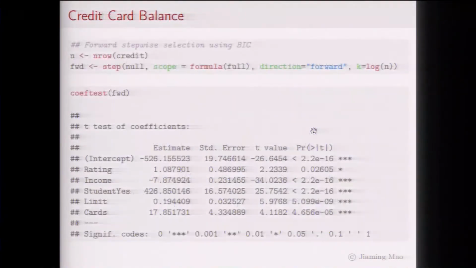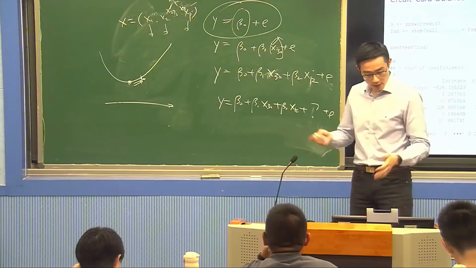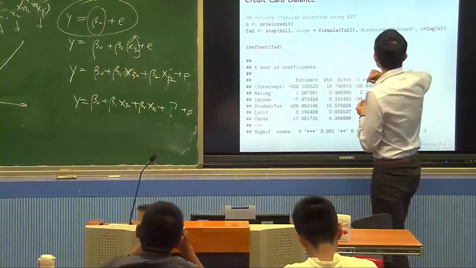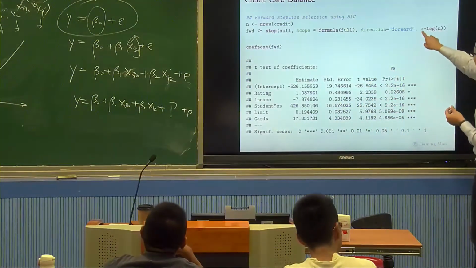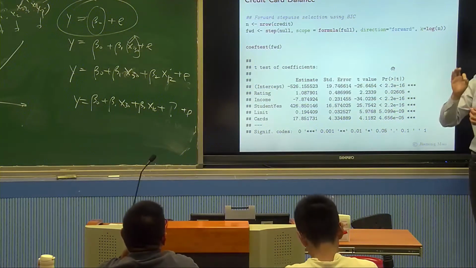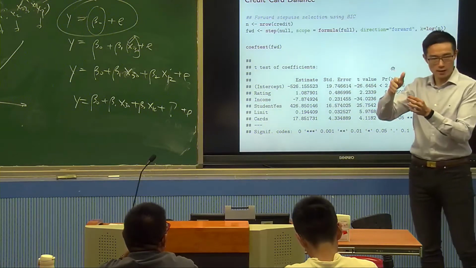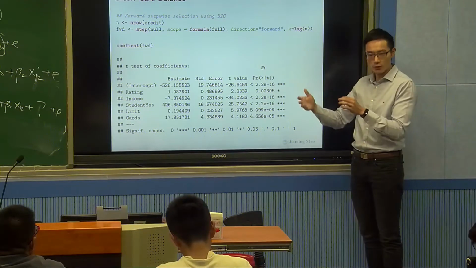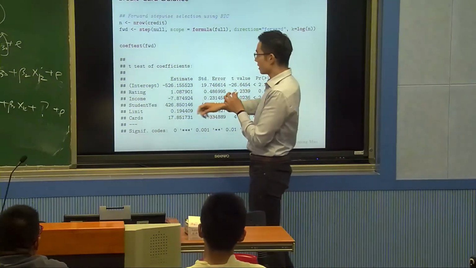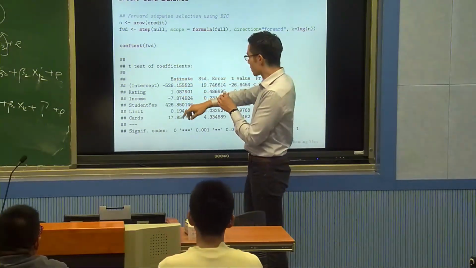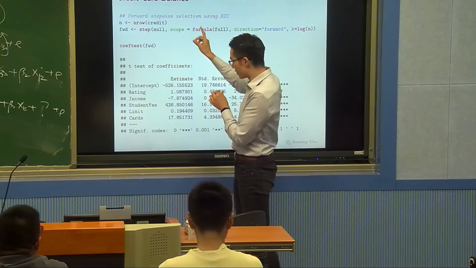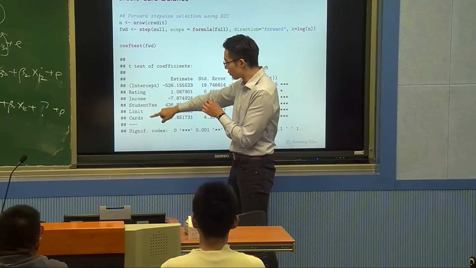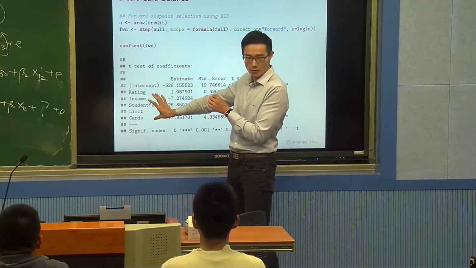All right. You can also try BIC. In the step function, if we specifically say k is equal to log n, remember in BIC our penalty is log n times p, then we are doing BIC. I will not show you step by step, but the result is that using the BIC criterion and forward stepwise, we have picked 1, 2, 3, 4, 5. We have picked these 5 variables in the end.